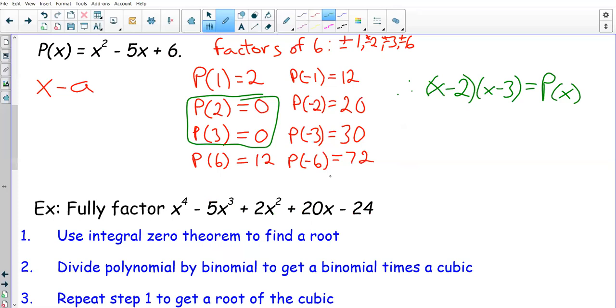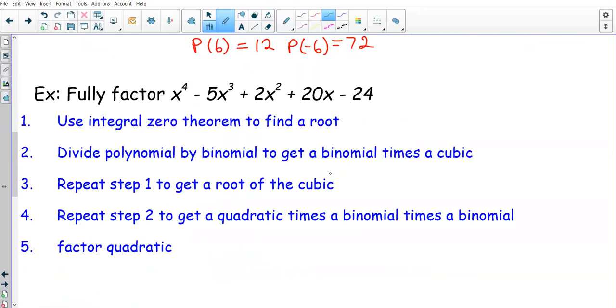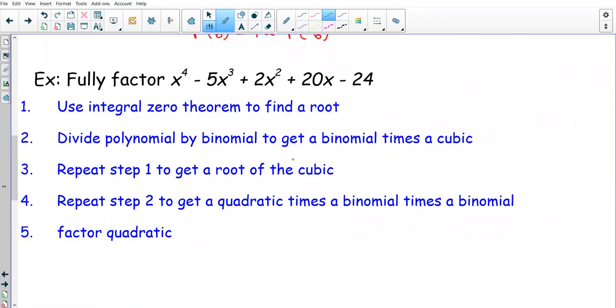Okay, so let's try this with a higher degree polynomial then. This time I'm not going to use the factor theorem to find all of the factors, but I'm just going to use the factor theorem to find a factor that I can then use to divide my function. So I'm going to fully factor x to the 4th minus 5x cubed plus 2x squared plus 20x minus 24. And so my steps are, I'm going to use the integral zero theorem to find a root. I don't need to find all of them, I need to find a root.